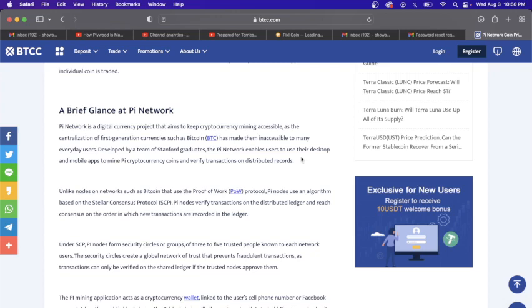So unlike nodes on networks such as Bitcoin that use the proof of work protocol, which Ethereum is going to proof of stake, I believe, next month, Pi nodes use an algorithm based on the Stellar Consensus Protocol, SCP. Pi nodes verify transactions on the distributed ledger and reach consensus in order on which new transactions are recorded in the ledger.